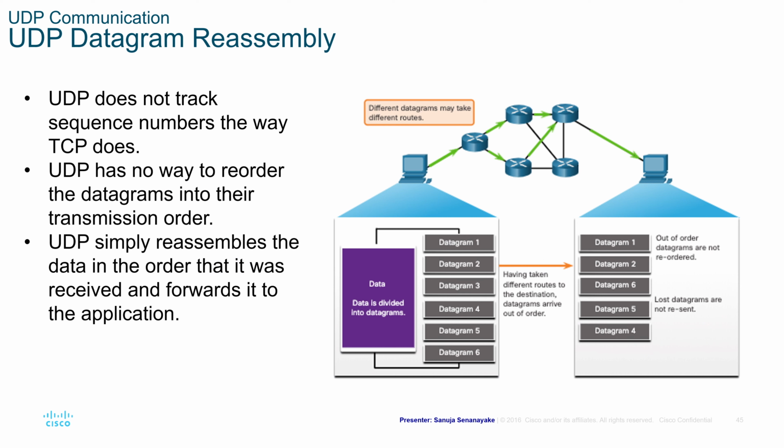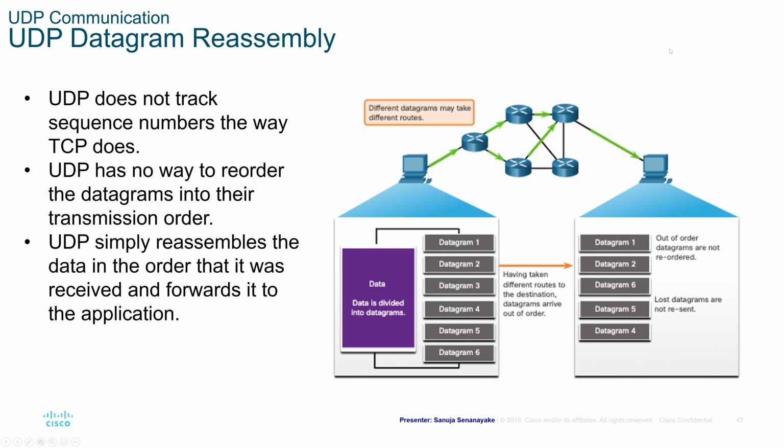UDP datagram reassembly. UDP does not track sequence numbers the way TCP does. UDP has no way to reorder datagrams into their transmission order. UDP simply reassembles the data in the order that it was received and forwards it to the application. Remember, unlike TCP, UDP simply reassembles the data in the order that it was received and forwards it to the application. So that's an important thing that you should be familiar with.